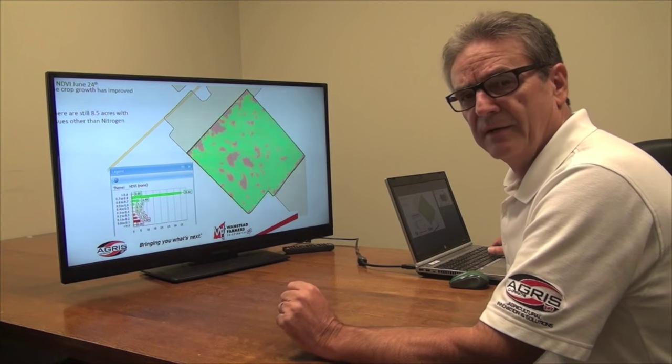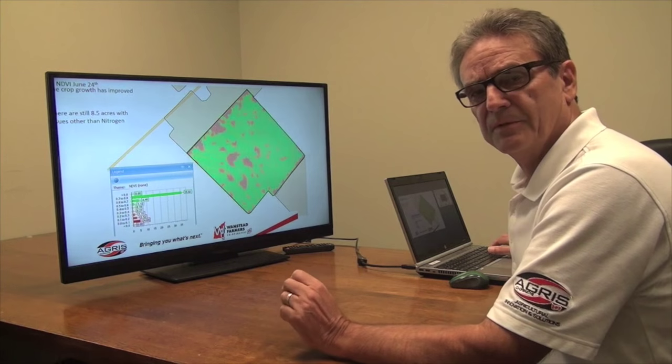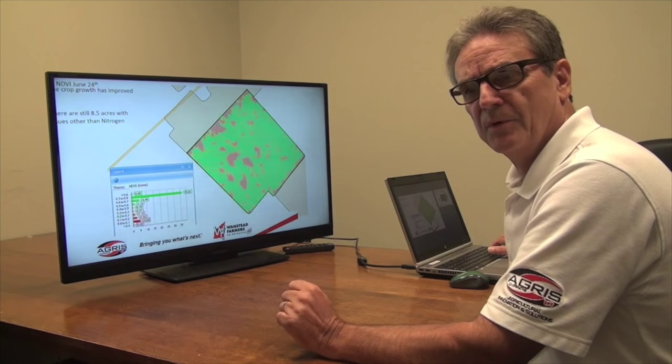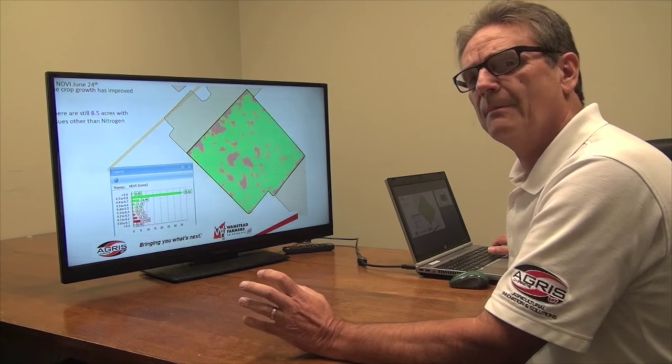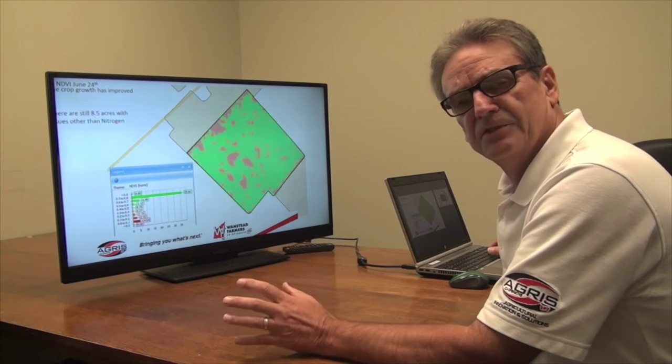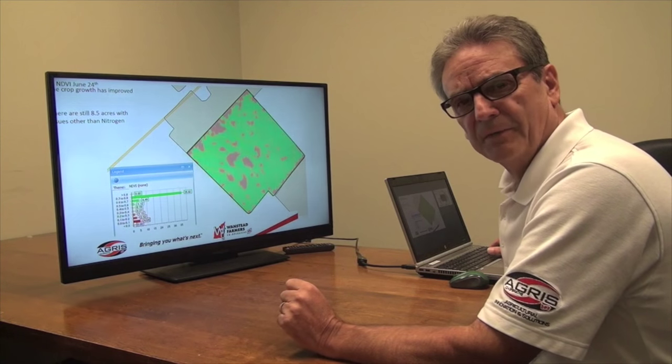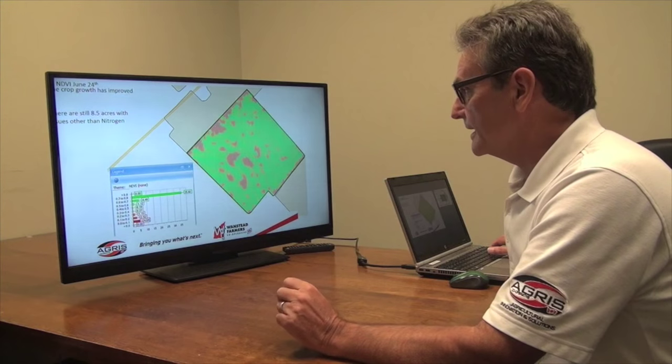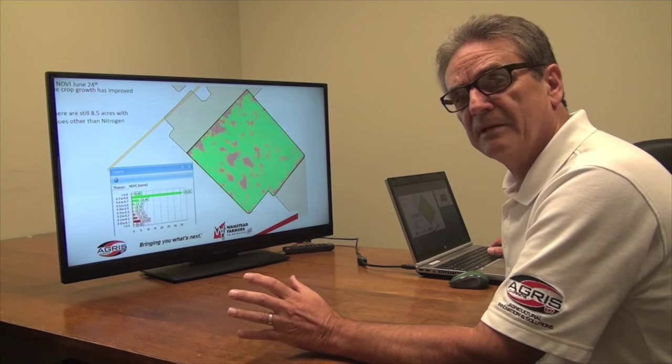But we still see some areas that are still management opportunities, some of those red colored areas on the map that are not as growthy, didn't respond to nitrogen. So there's some other limiting factor. It's just showing us where to go and practice the rest of our good agronomy. So it's not bad from that standpoint, but we seem to definitely have improved.